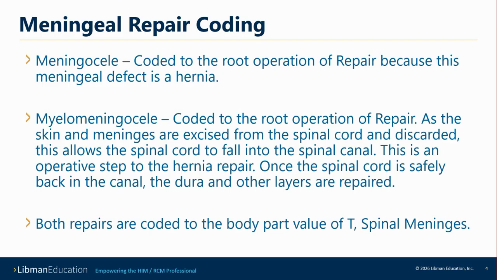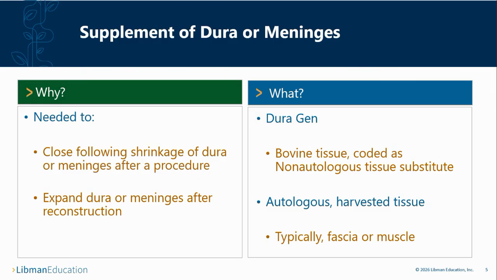For hernias, I like to refer to the hernia repair as being all about the hole. When coding these repairs, it isn't about putting anything back into the hole. It's about repairing the hole. Now let's talk a little bit more about meninges. Supplementing of the dura or the meninges is common in some procedures, including both meningocele and myelomeningocele repair, and intracranial procedures as well. Why do they need to do this?